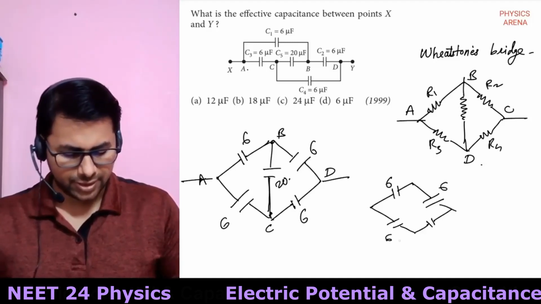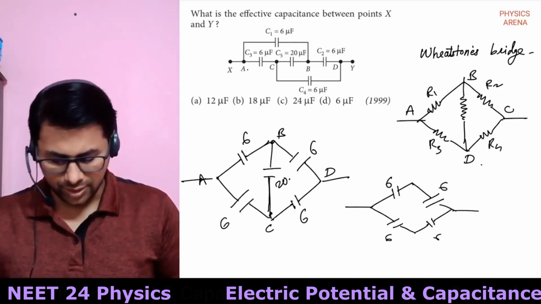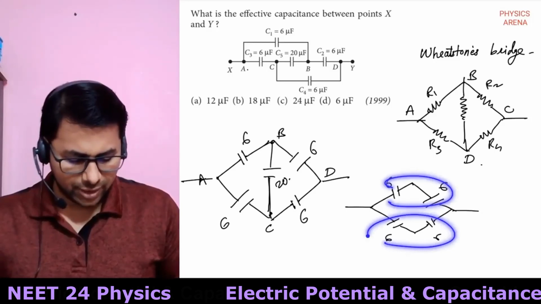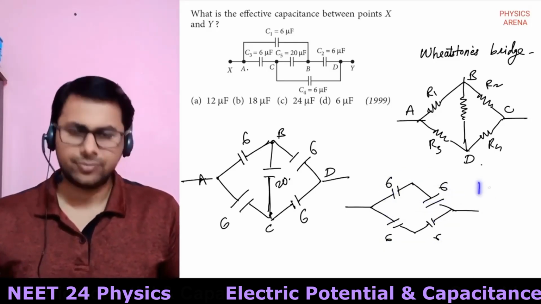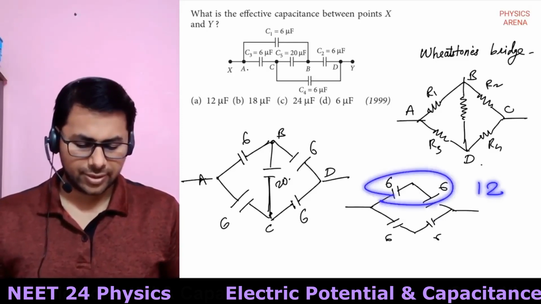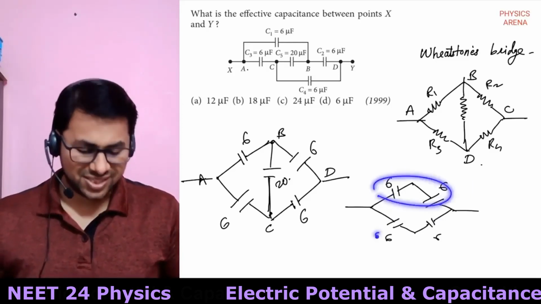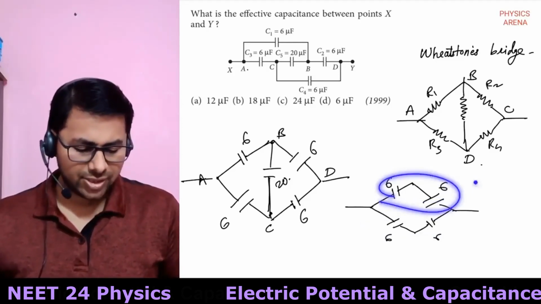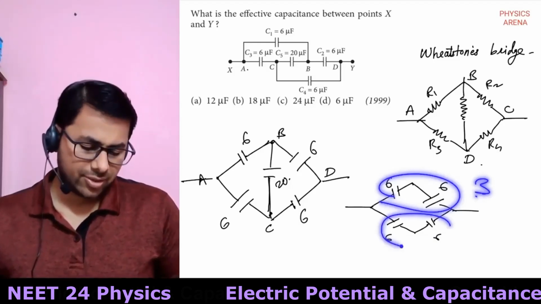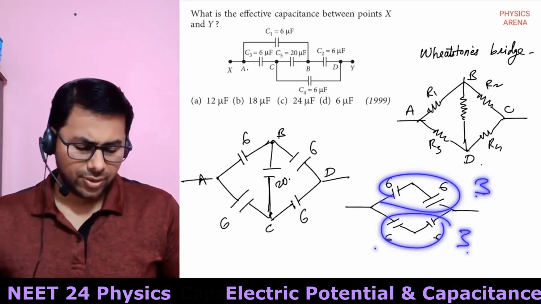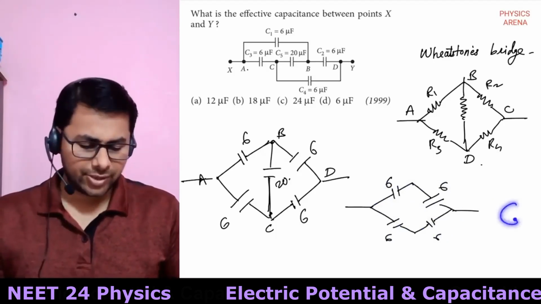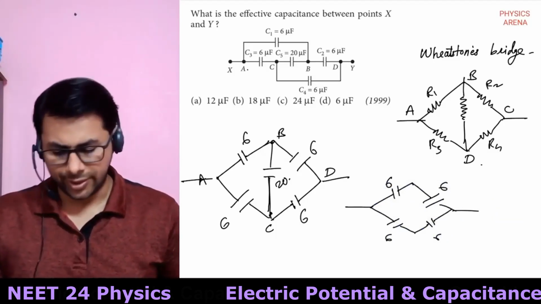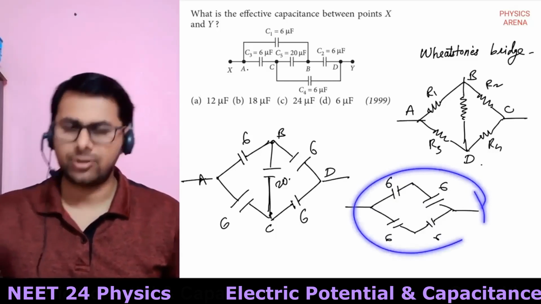Right, the 6, 6, 6, 6. So these two are in parallel, these two are in parallel. So this thing is how much? 12, right? Sorry, this is in series, this is in series. So this thing is how much? 3. This thing is how much? 3. So 3 and 3 in parallel, so it is 3 plus 3. How much? 6.